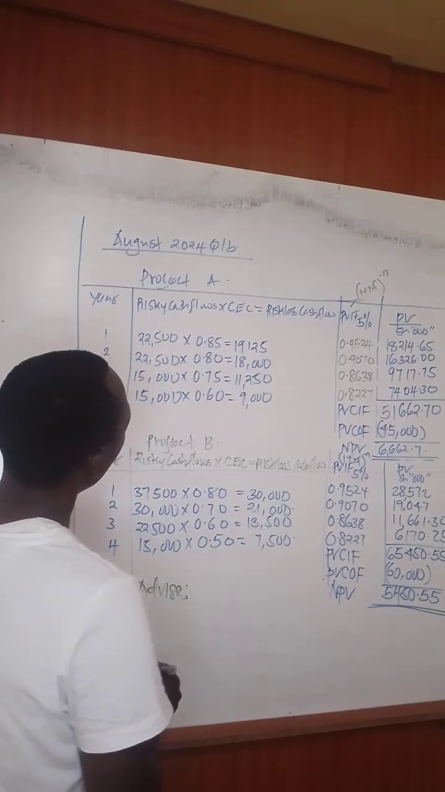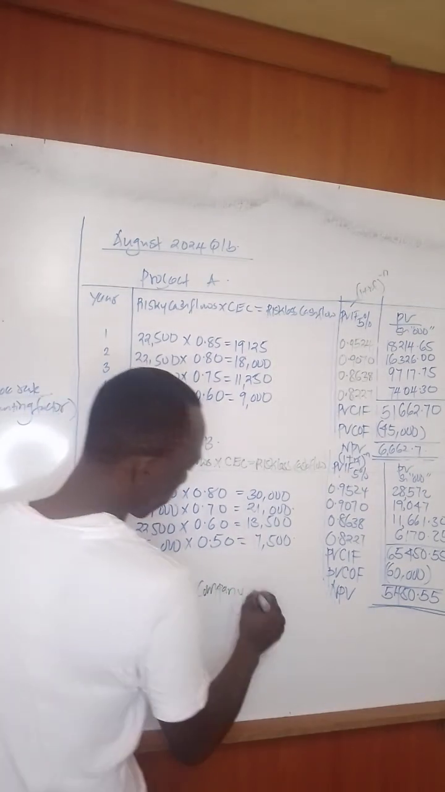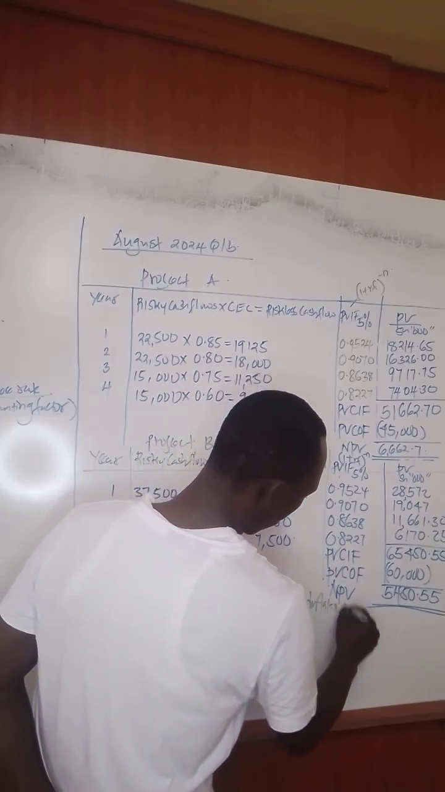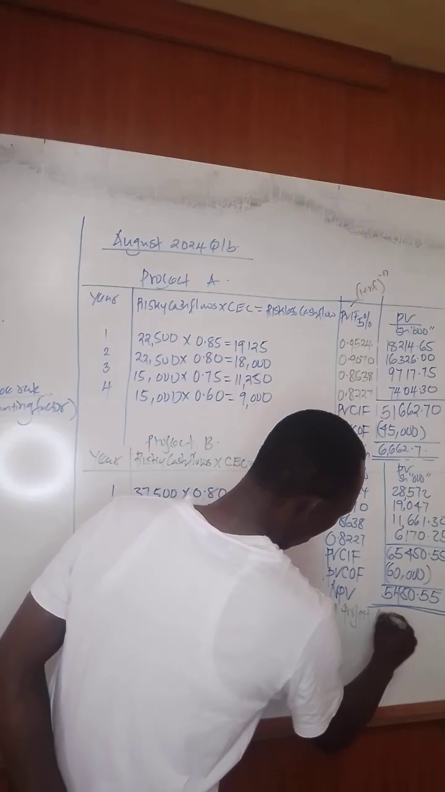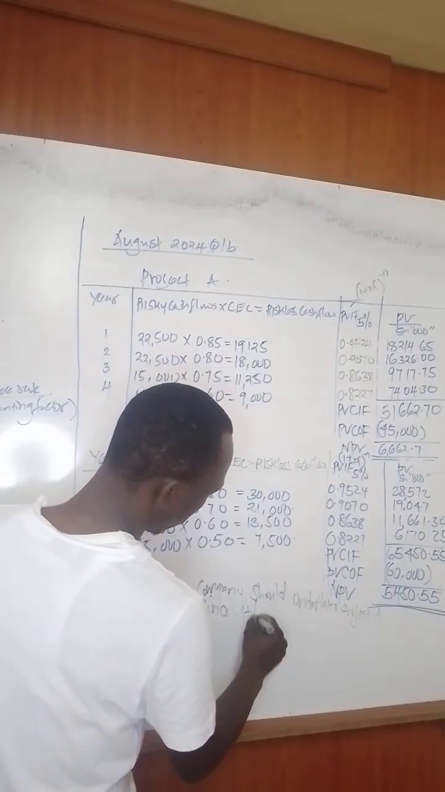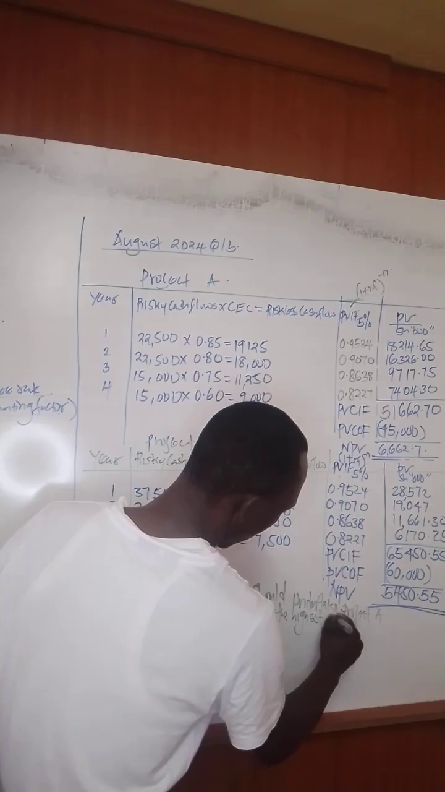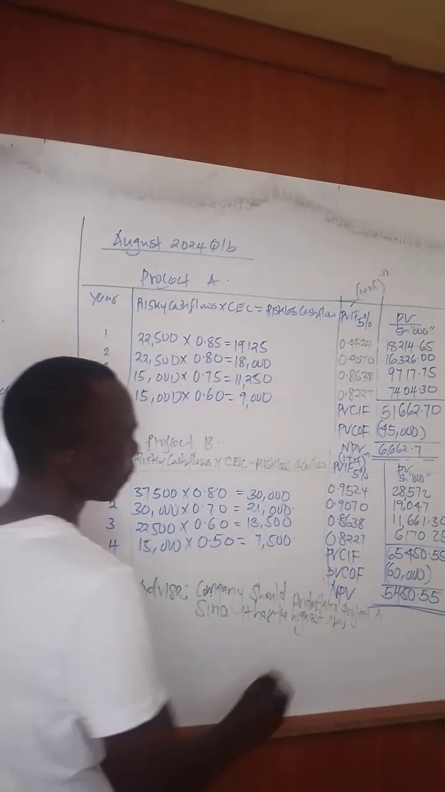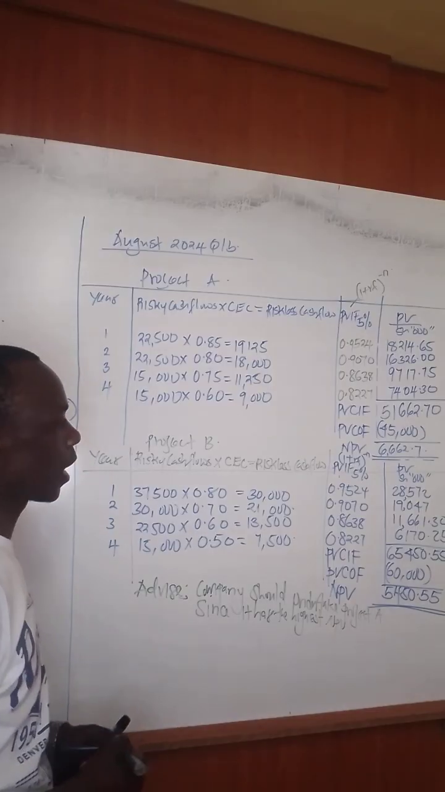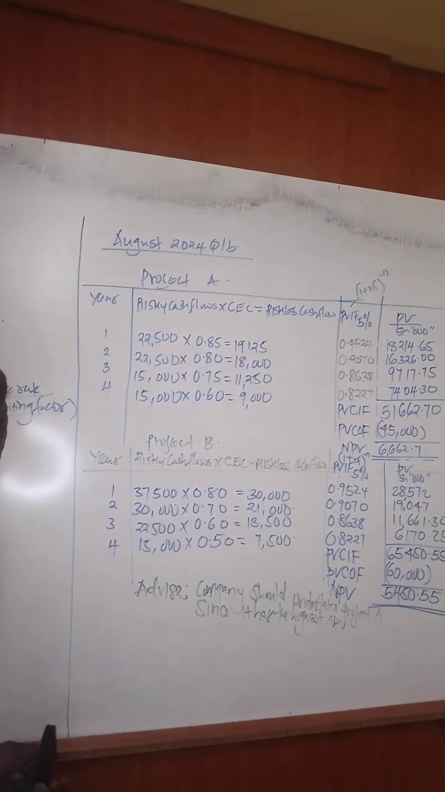the company should undertake project A. You can advise them and tell them that the company should undertake project A. Reason being, it has the highest NPV. The highest NPV of how much? Of shillings 6,662,700.